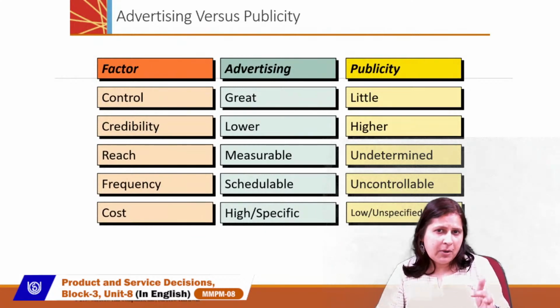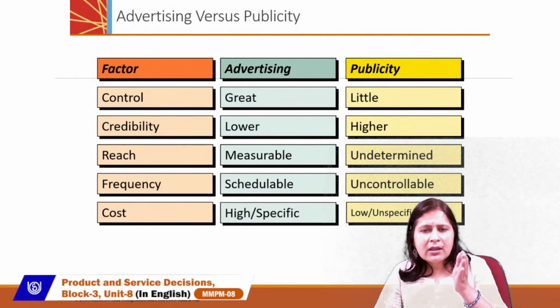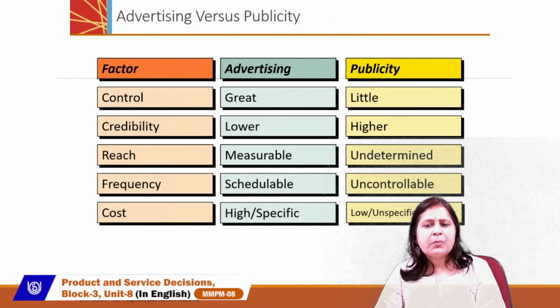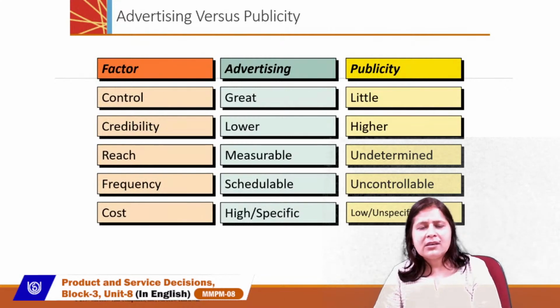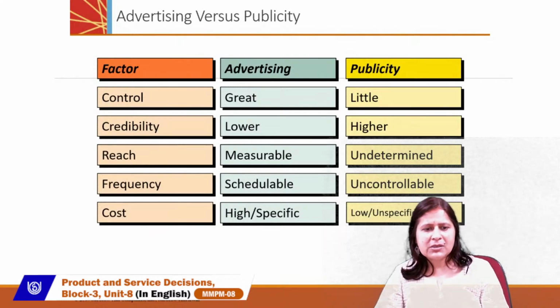It could be favorable or it could go unfavorable. The credibility is higher in the rural areas, right? Because the rural people feel that if you are publicizing your product, and there is a point to point conveying, there is word of mouth publicity. It has a higher credibility, specifically in rural marketing. And reach is undetermined, but frequency is uncontrollable, and cost is low and unspecified.